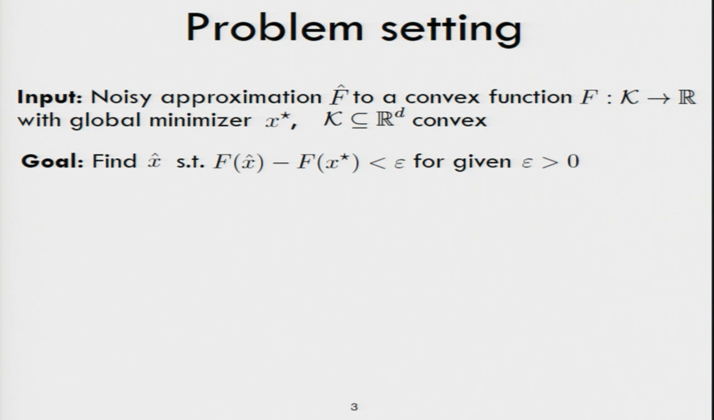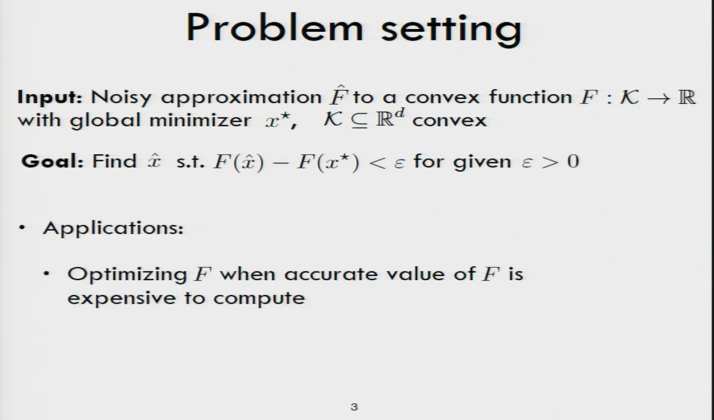In our problem setting, we have access to a noisy approximation f hat for a convex function f with global minimizer x star. The function is defined on a convex set K. Our goal is to find an approximate minimizer x hat such that f of x hat minus f of x star is less than some error epsilon.